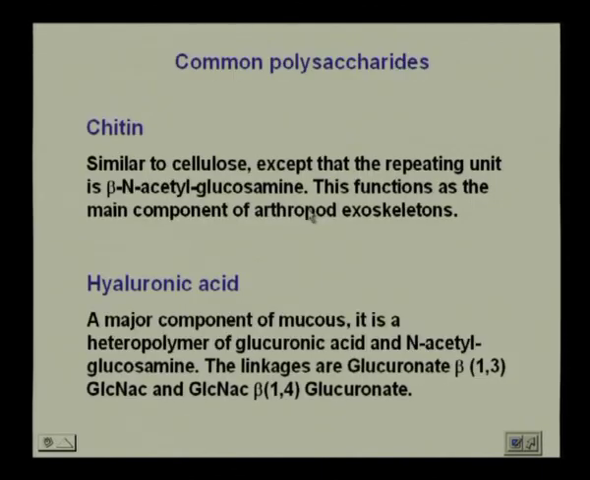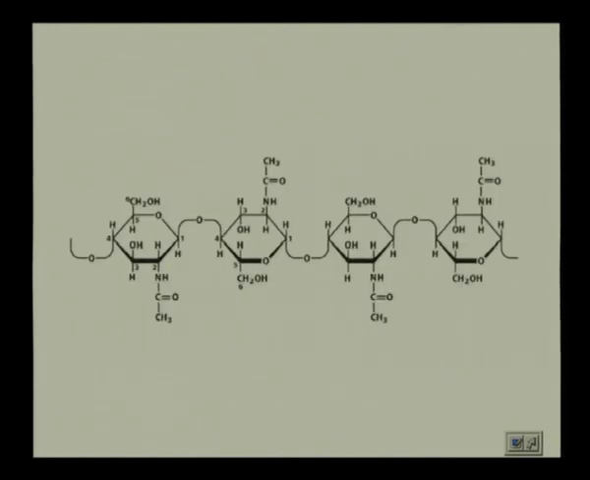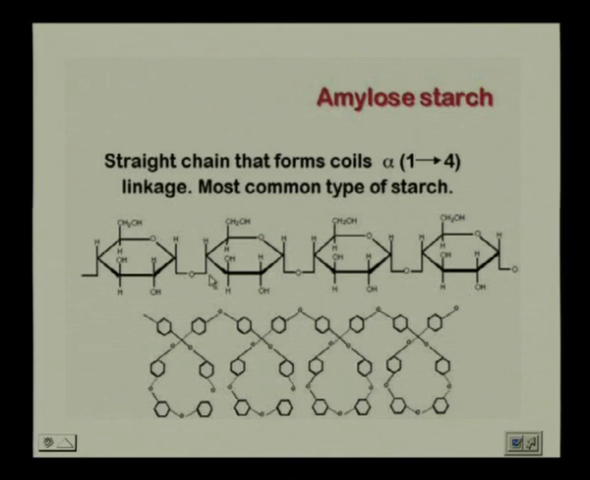So, what is it? Here, you have beta N-acetyl glucosamine. So, you now know what it looks like. It is a glucose which had an OH changed to an amine which is acetylated, that is linked by a beta linkage. Okay? So, this is basically what we have.